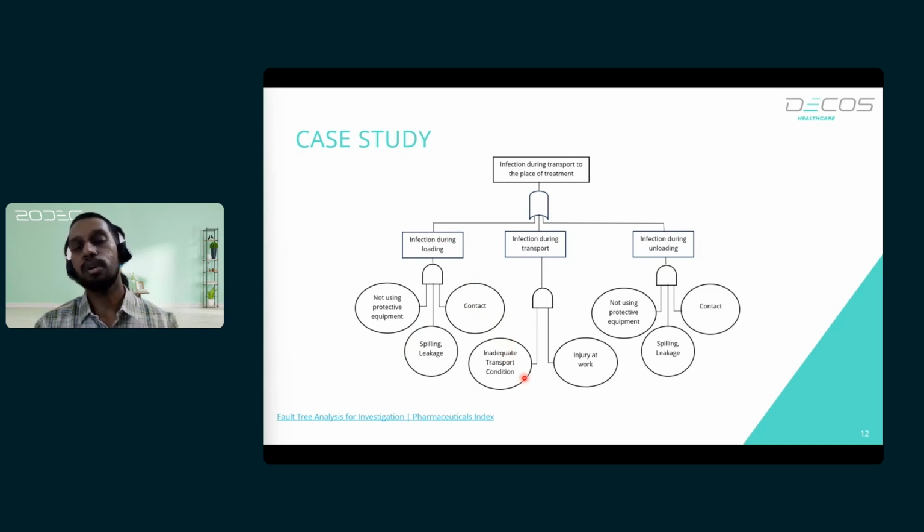So inadequate transport conditions can cause some amount of infection. Or if the person who is going to transport it from the packaging into the transport environment has some sort of injury, and it comes into contact with the carton box, it can have some impact on the drug sterility or on the product sterility. So this is how we'll be drafting FTA, which is a top-down approach. We'll start with the primary source, and then we'll branch out, deriving the possible ways this failure could occur.